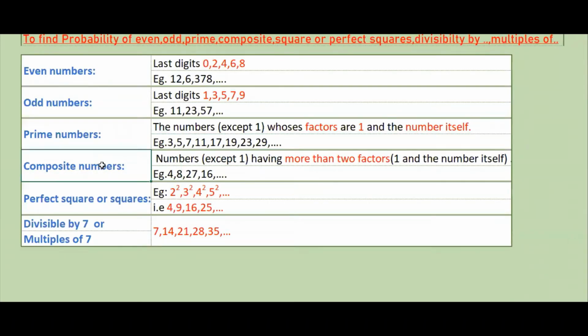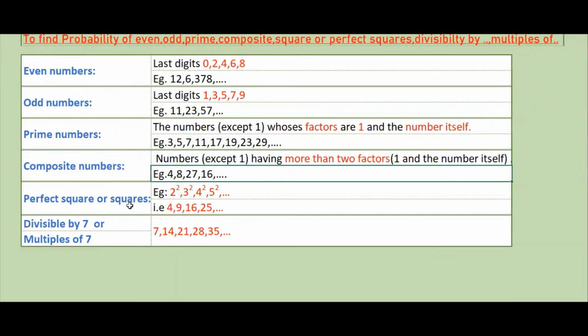And next, composite numbers. The numbers, except one, having more than two factors, other than 1 and the number itself, are called composite numbers. For example, 4, 8, 27, 16, etc. If you see 8, the factors of 8 are 1 and 8, the number and 1. Excluding that, 2 and 4 are the other factors. So these types of numbers are called composite numbers.